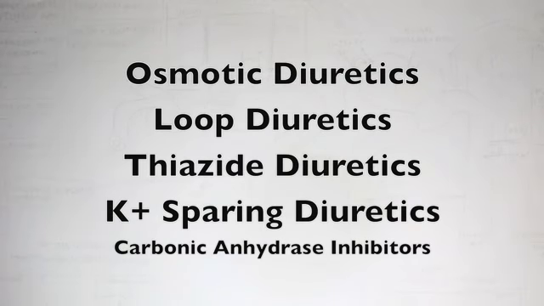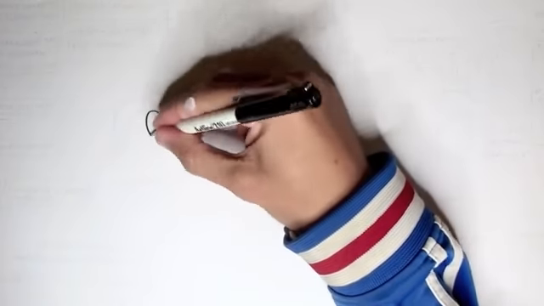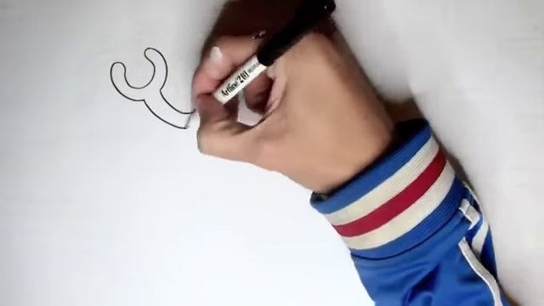Hopefully the function of diuretics will make sense towards the end of this video. In this video, we're going to look at 4 main types of diuretics and another additional one. We will look at osmotic diuretics, loop diuretics, thiazide diuretics, and potassium-sparing diuretics, and also the carbonic anhydrase inhibitors. All these diuretics aim to reduce blood pressure by increasing the excretion of water and sodium in urine.